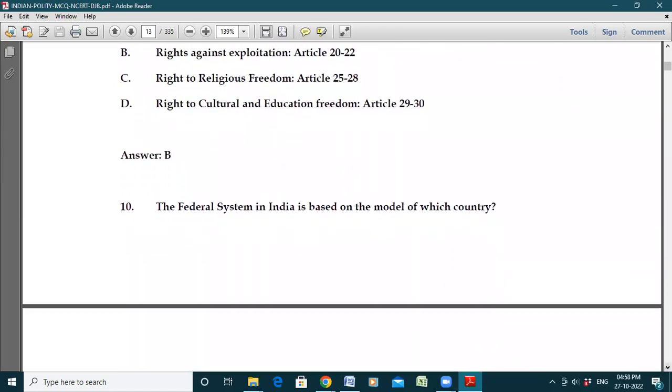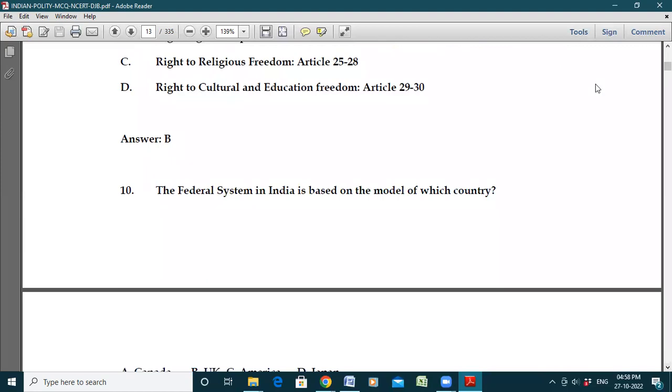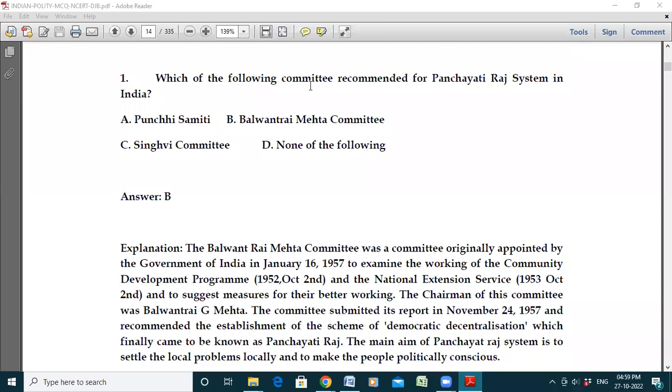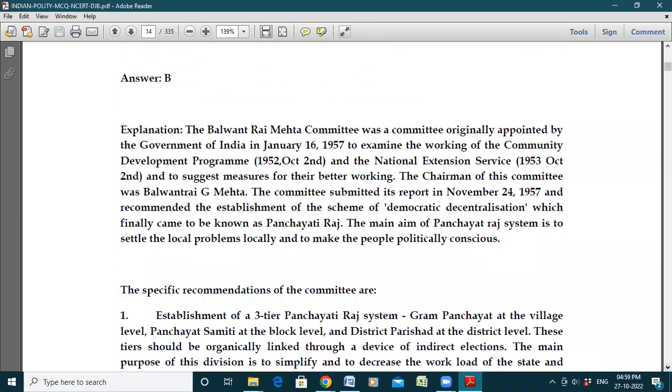Okay, so now coming to the next question. Which of the following committee recommended for Panchayati Raj system in India? Our shuddha uttor to hobo Balwant Rai Mehta Committee. So Balwant Rai Mehta Committee Panchayat Raj system to recommend korisil. Olop iyar bisoye janibole chaok.